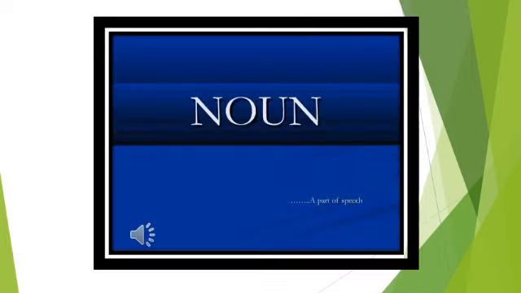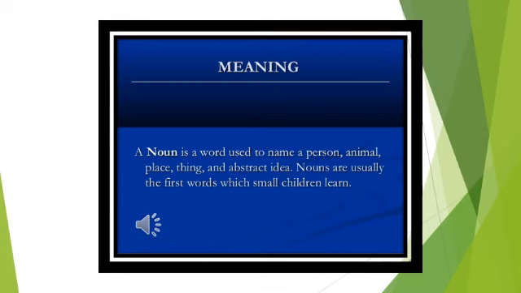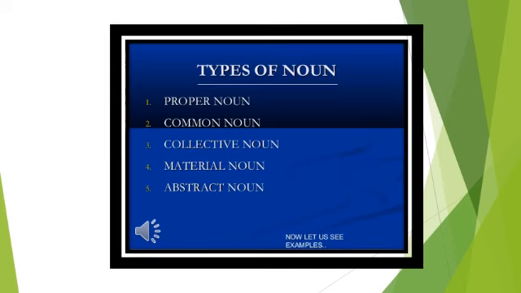What is a noun? As you've learned in your previous classes, a noun is the name of a person, place, animal, or anything, or any idea. Now go to the pronoun. It can be anything. It means that noun has its own types as well: common noun, proper noun, collective noun, material or concrete noun, and abstract noun.